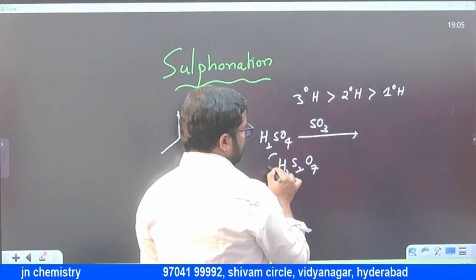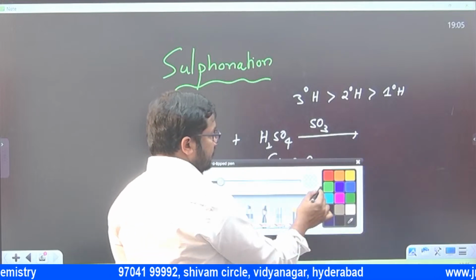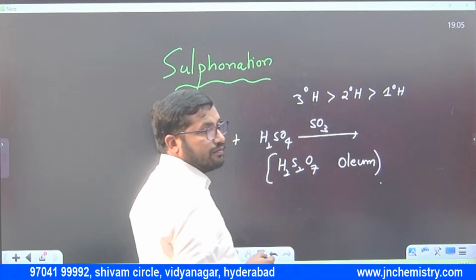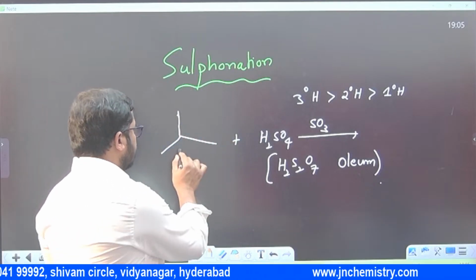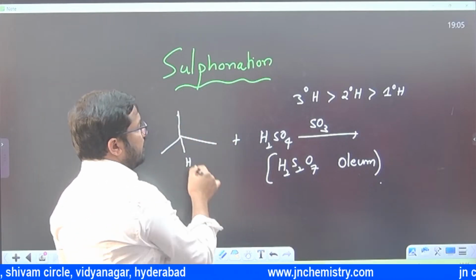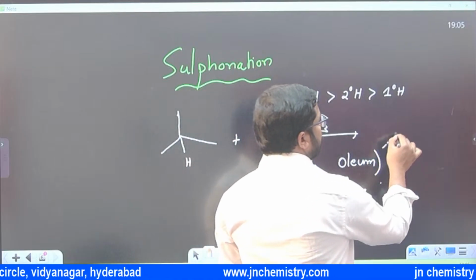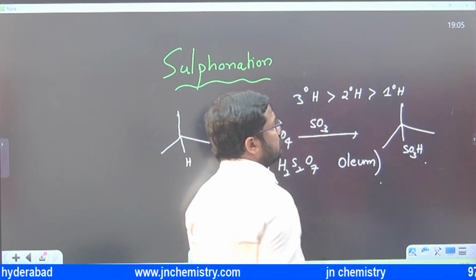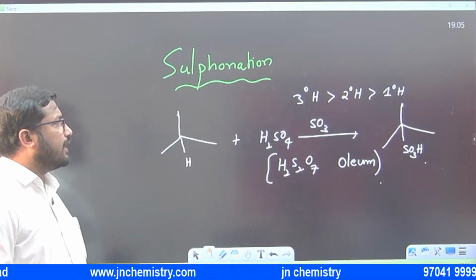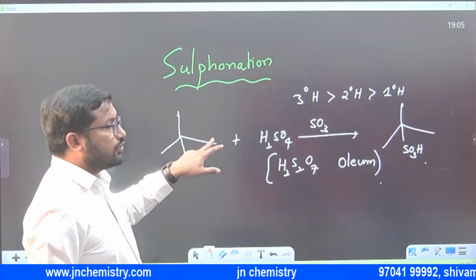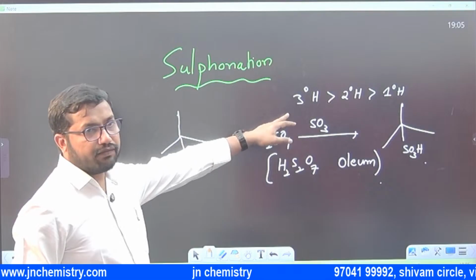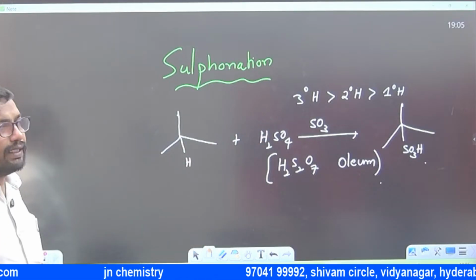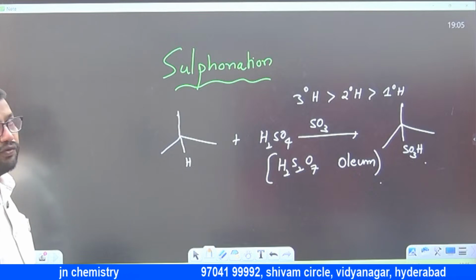H2S2O7 is called as what? Oleum. So here the hydrogen is there. Methyl, SO3H we will get. Write it. Oleum or anything. So 3 degree hydrogen, 1 degree hydrogen is there, but the reactivity of 3 degree is more, substituted more and more. So SO3H we will get. Sulfonation.